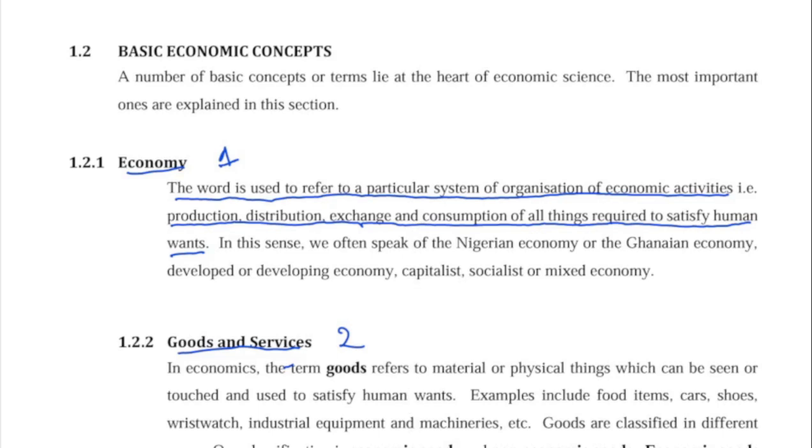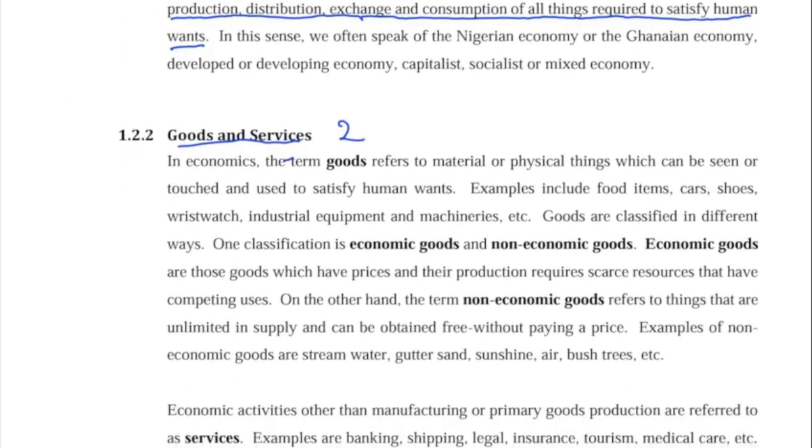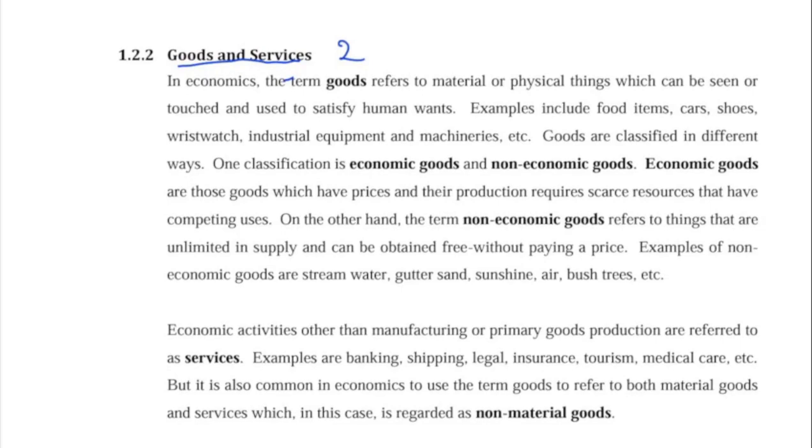Okay, so in economics, the term goods refers to material or physical things which can be seen. Material or physical things which can be seen or touched and used to satisfy human wants. Very important. So goods refers to material things that can be seen or touched and used to satisfy human wants.